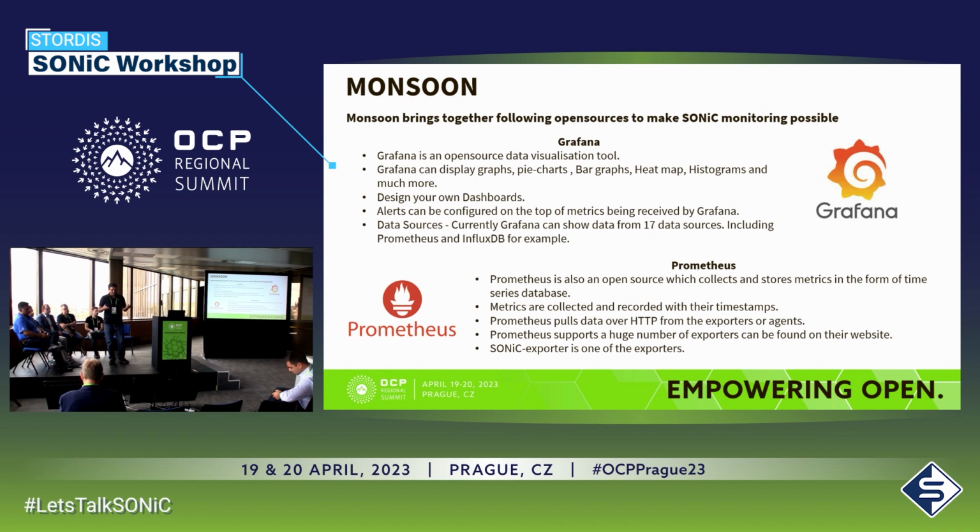Metrics are collected and recorded with their timestamps. Prometheus speaks to the exporters over HTTP. Prometheus supports a humongous number of exporters currently available as open source, which you can install on your device and get the metrics from. The SONiC exporter is not yet in the list of officially supported exporters of Prometheus, but we are working on that. The SONiC exporter is separately available as open source. You can install it, and it is fully integrated with Prometheus in this full stack: Grafana, Prometheus, exporter, and so on.